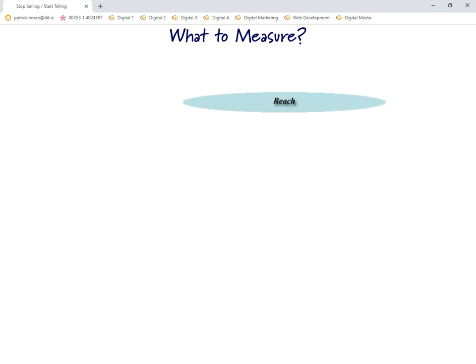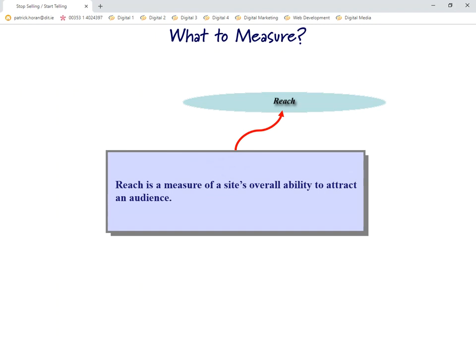So for starters, when you talk about websites, when you talk about social media, when you look at digital in general, reach is really important. So how many of your audience are you reaching? Who are they? What do we know about them? All of these things. So reach is a measure of the site's overall ability to attract an audience, or a social media channel's overall ability to attract an audience. So how well are you doing it?